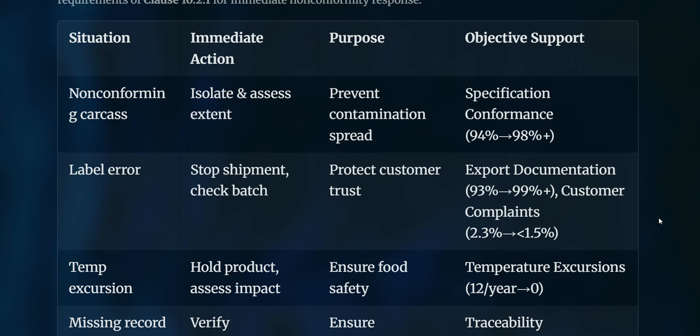The objectives we are targeting include specification conformance accuracy, which we want to raise to 98%. Second, the nonconformity will be label error. Immediate actions required for label error include stopping the shipment and checking the batch. The purpose of doing so is protection of customer trust. Objectives supported by our actions include export documentation accuracy and customer complaints reduction.